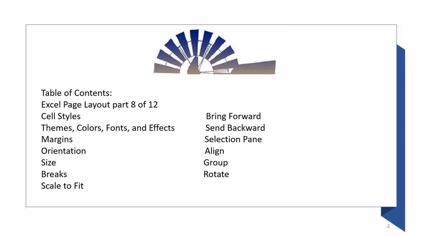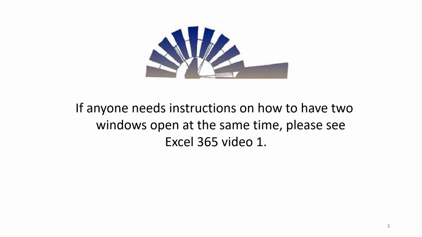Table of Contents, Excel Page Layout, Part 8 of 12: Cell Styles, Themes, Colors, Fonts, and Effects, Margins, Orientation, Size, Breaks, Scale to Fit, Bring Forward, Send Back, Selection Pane, Align, Group, Rotate. If anyone needs instructions on how to have two open windows at the same time, please see Excel 365 Video 1.